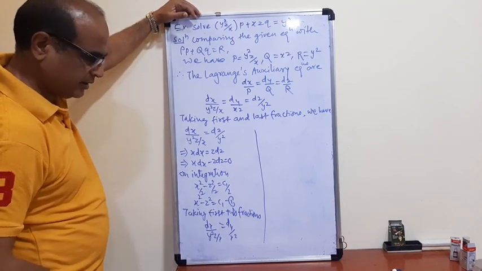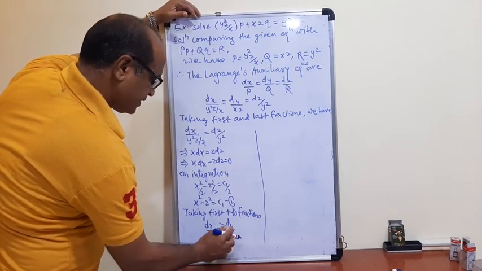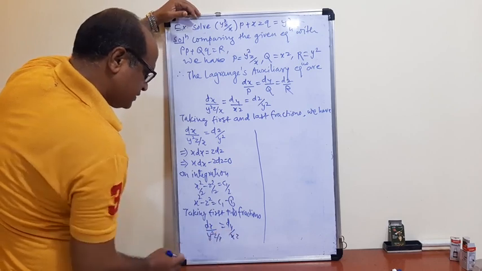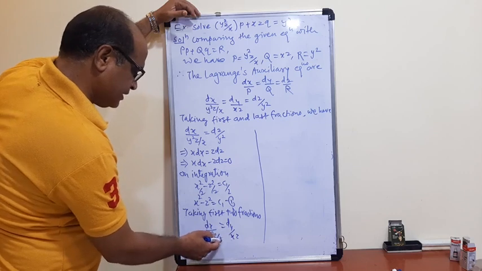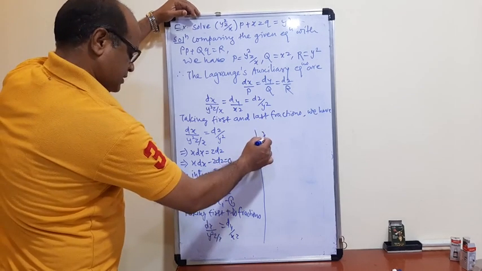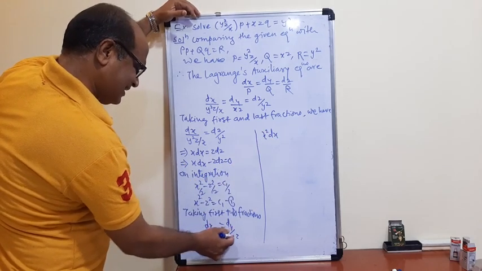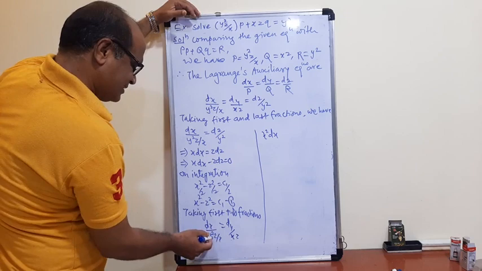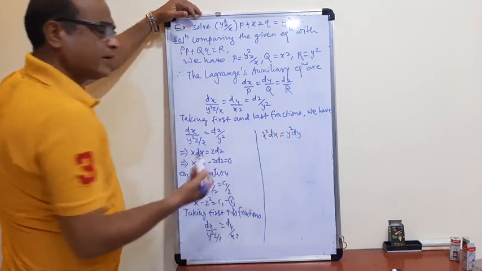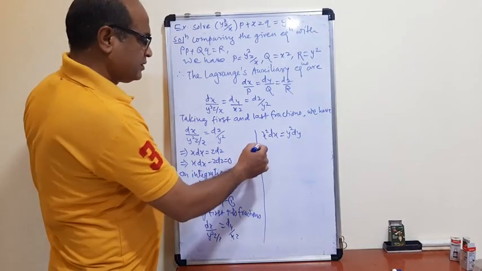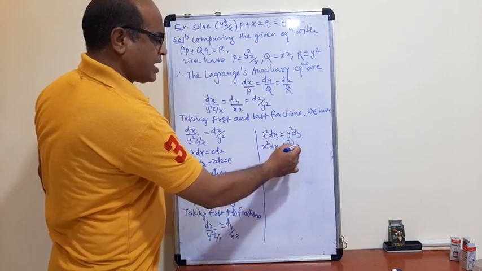So this is dx dy xz. What happened here? Z can cancel. So x square dx, and then y square dy, z cancels. Therefore, x square dx minus y square dy is equal to 0.